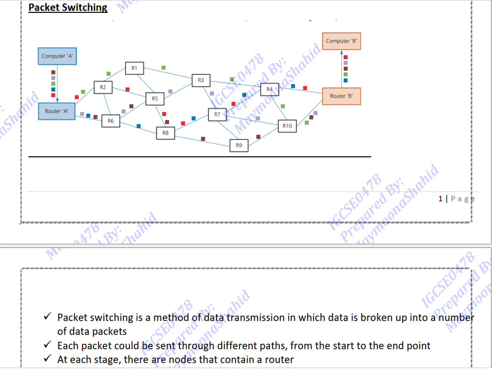So today we are going to discuss the topic which is packet switching. In packet switching, we are going to learn how your data transmission will be done if you are using this type of transmission mode.